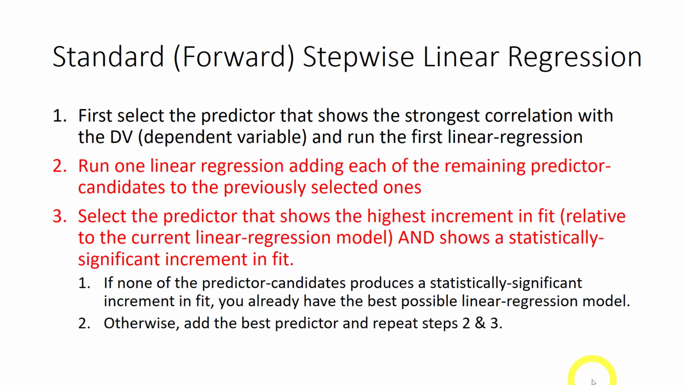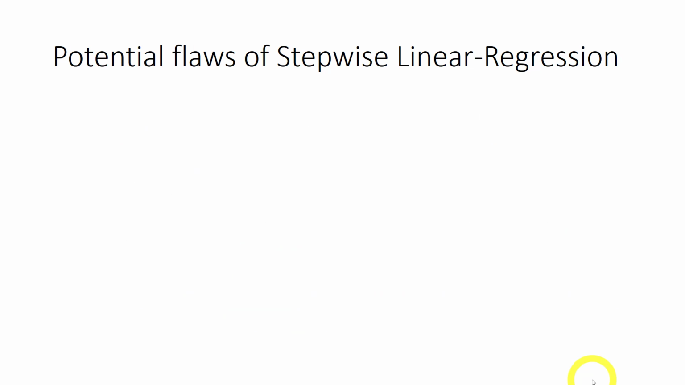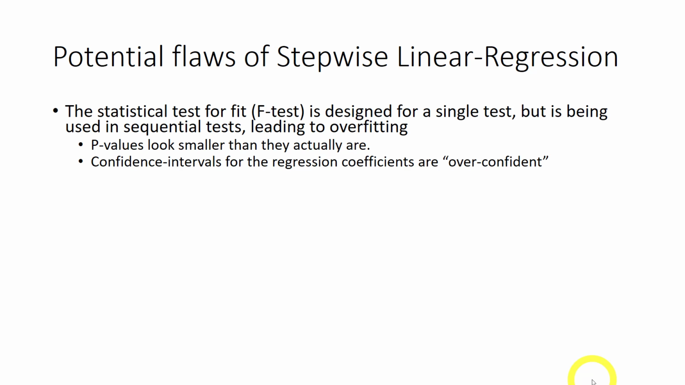If you look at the process, it seems very clever and it appears to be very effective in selecting predictors, especially when you have a large number of candidates. However, this stepwise linear regression process has many potential flaws, especially for big data, either when you have a large number of predictor candidates and/or when you have a lot of observations. The main problem with stepwise linear regression is the fact that it relies on a statistical test for fit. It's called the F ratio or the F test.